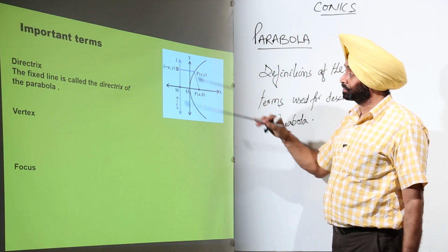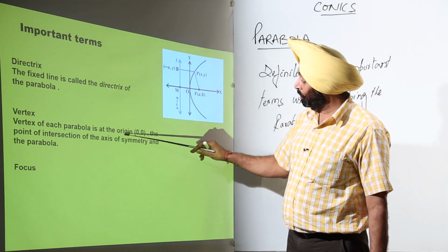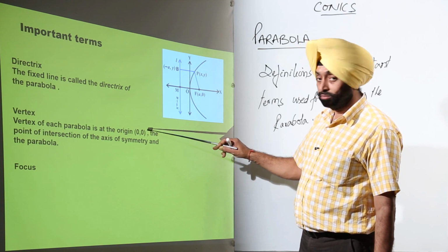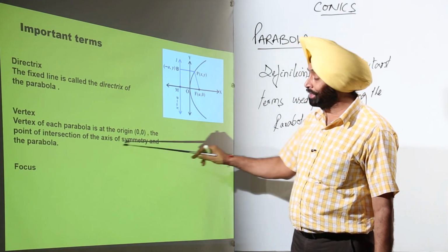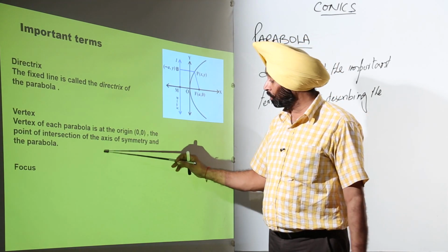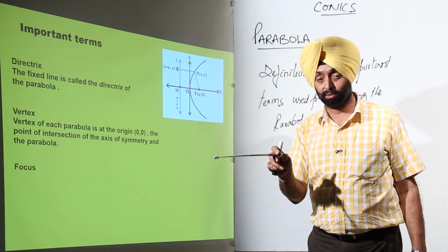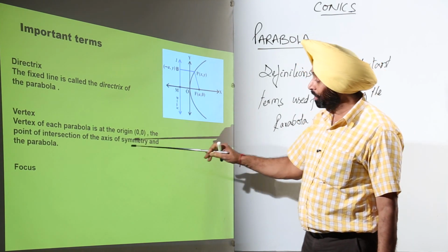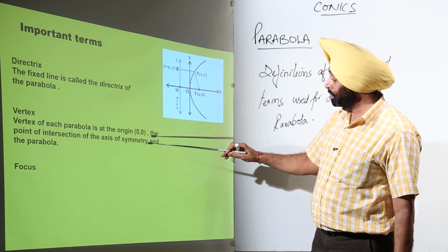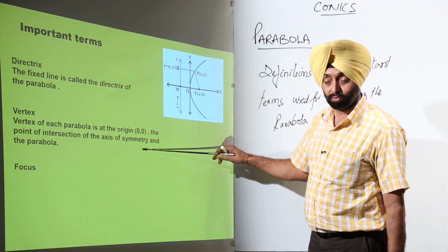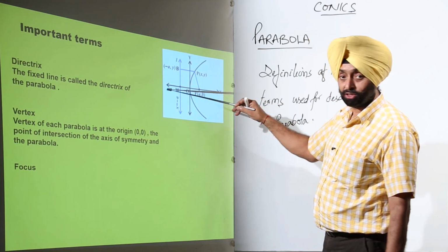Before this, the directrix, now we have the vertex. The vertex of each parabola is at the origin (0, 0). It is the point of intersection of the axis of symmetry and the parabola. Now listen to one thing, I have not written here the point of intersection of the x-axis and y-axis. No, I have not written that. What I have mentioned here is the point of intersection of the axis of symmetry. So this is a very important term, axis of symmetry. For this one, when the focus is here, this is the axis of symmetry.